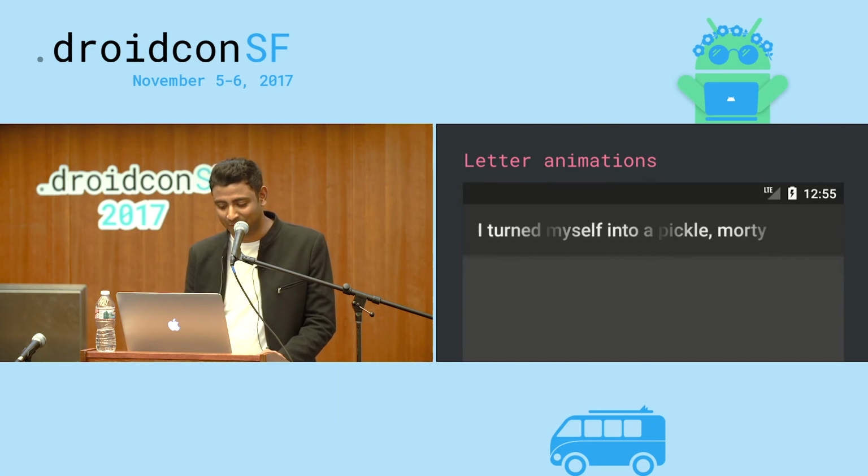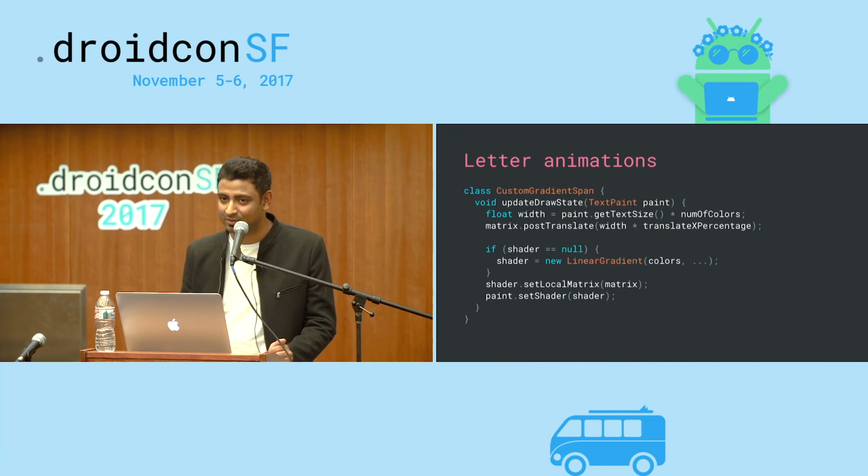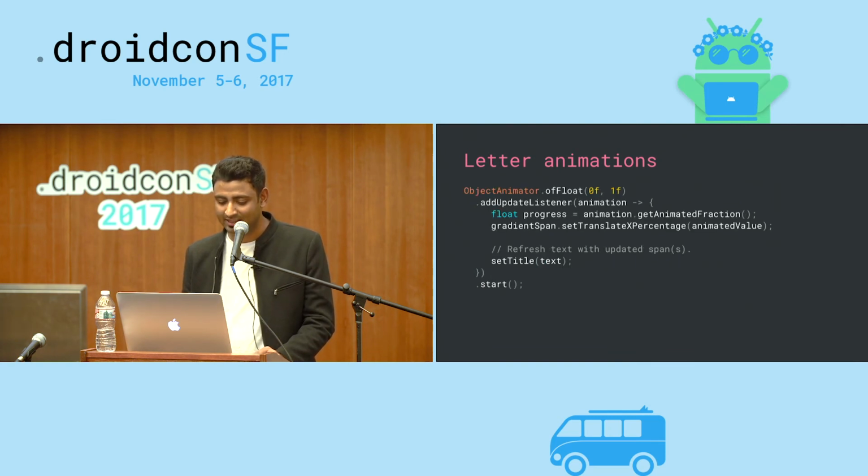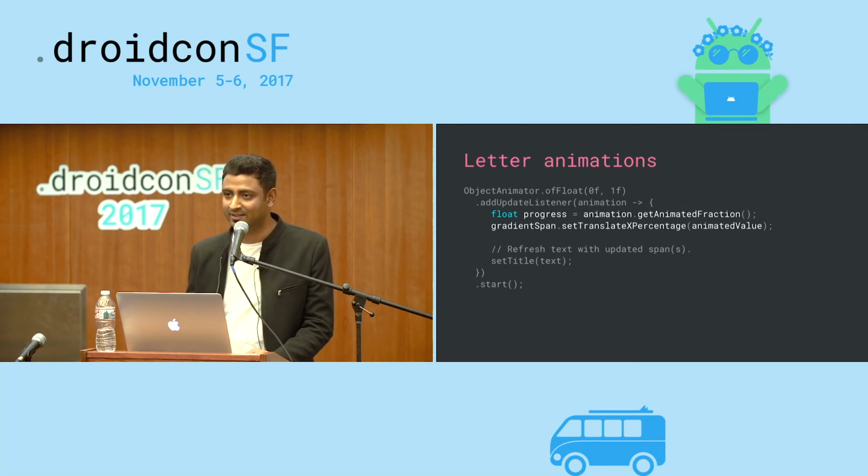We can also create this cool looking shimmer animation by using a custom span. And this time, in this span, we will set a gradient shader on the TextView's paint object. Rest everything is the same as the previous example, where we have a similar object animator, and on every frame of the animation, we offset the gradient by some pixels.